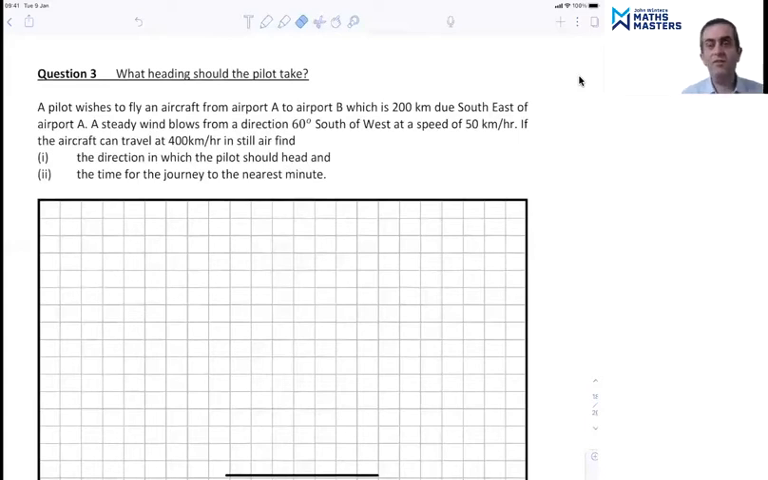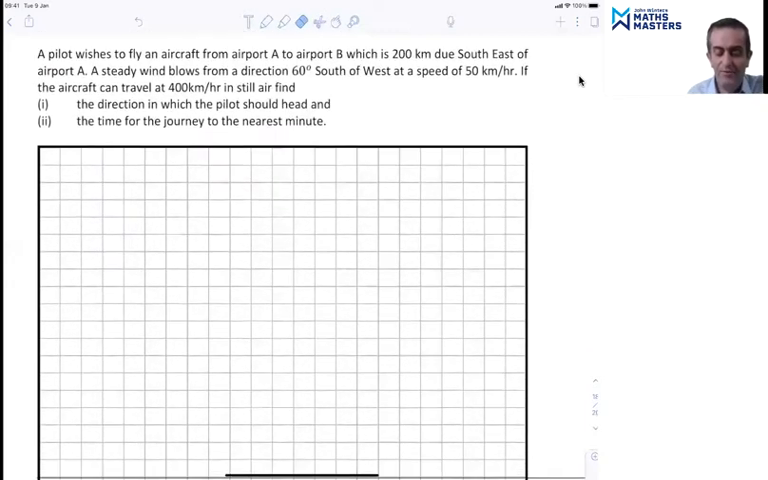Now, as I said, this is quite a standard question that appears a significant amount of time in the exams. Generally, the airports are either due east-west or due north-south of each other, but from time to time they do ask questions like this, where it's at some kind of an angle.